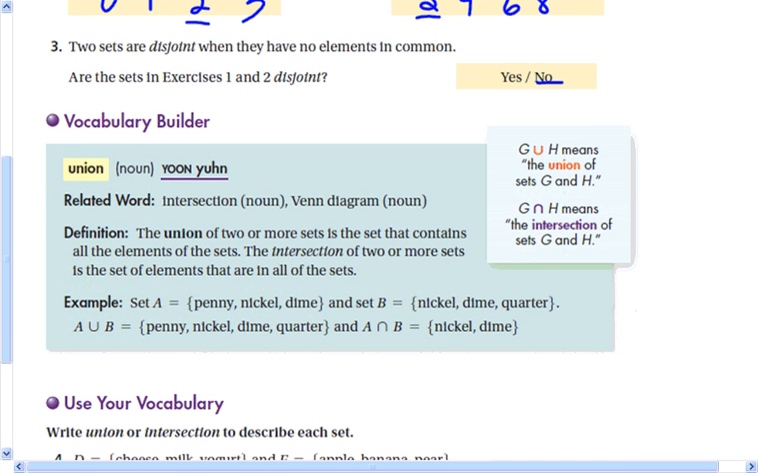The union of two or more sets is a set that contains all the elements of the sets. The intersection of two or more sets is a set of elements that are in all of the sets. So intersection is common to both, union is in either one. The symbol ∪ means union. The symbol ∩, the upside down U, means intersection.